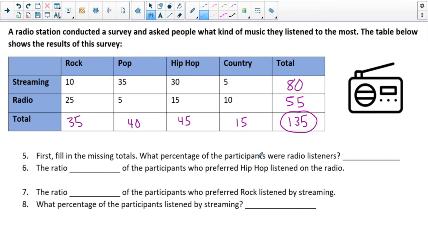What percentage of the participants were radio listeners? The total is 135. And how many of those were radio listeners? All these people liked rock, pop, hip hop, country, but on the radio was 55. So that's what we're going to divide: 55 divided by 135. Going to get a decimal here, 0.41. To convert that to a percentage, you're just moving the decimal 2 places to the right. So 41%.